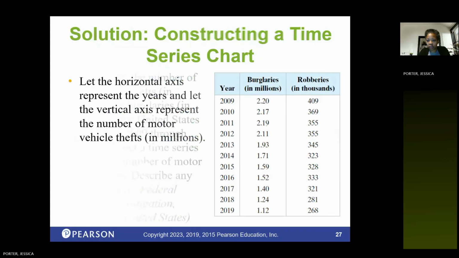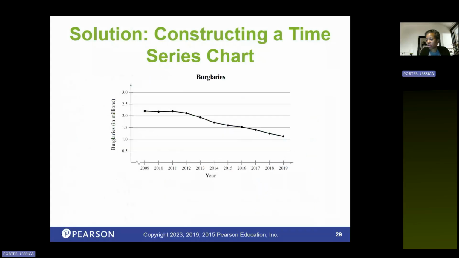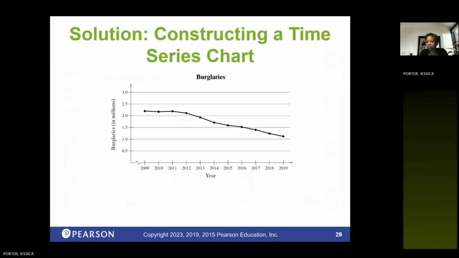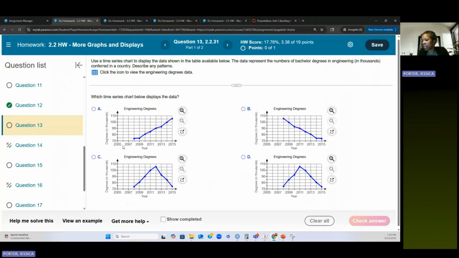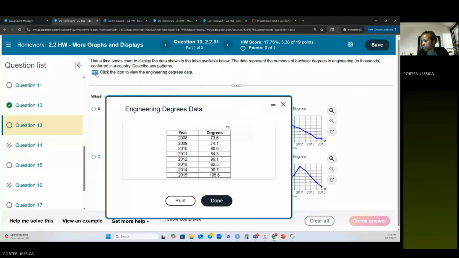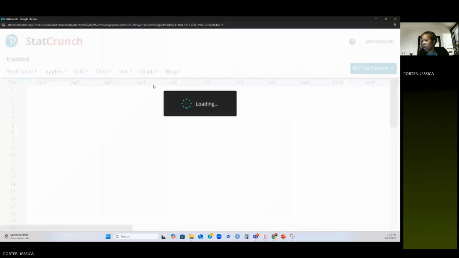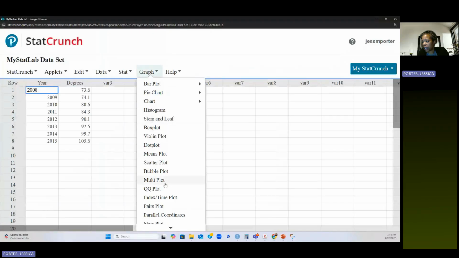Let's see. What question was that? Question 13. Oh, we were on 13. All right. So we want to use a time series. Again, a time series is going to have the years listed on the bottom and the frequency on the right or the left. So I'm going to go ahead and open this in StatCrunch. This is called an index time plot.